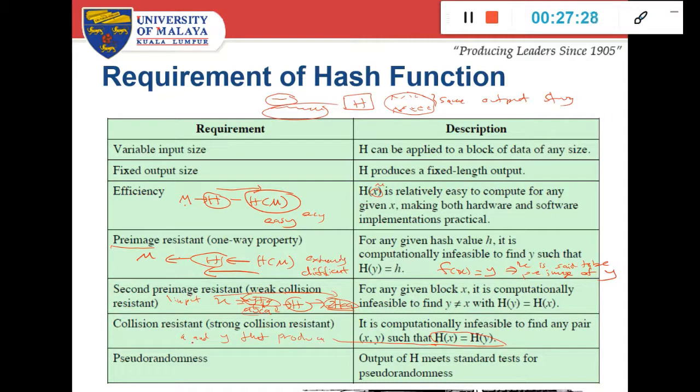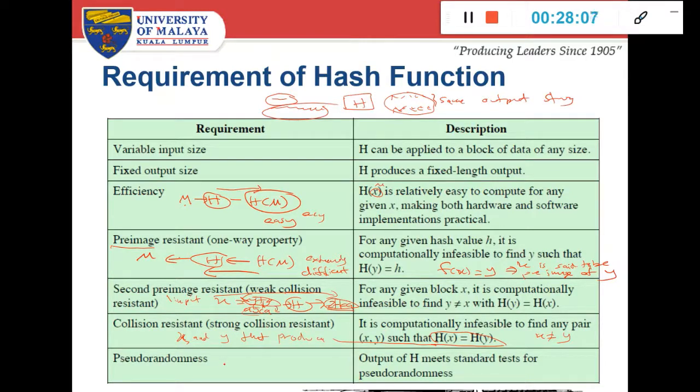You want to find a pair of different inputs, again X is not equal to Y, that produce the same output H(X) and H(Y). So this is strong collision resistance. This is different: in the weak case you have one input and want to find another input; here you want to find two different inputs that produce the same output. Very difficult, almost impossible.